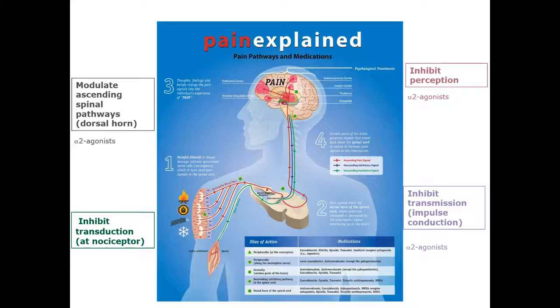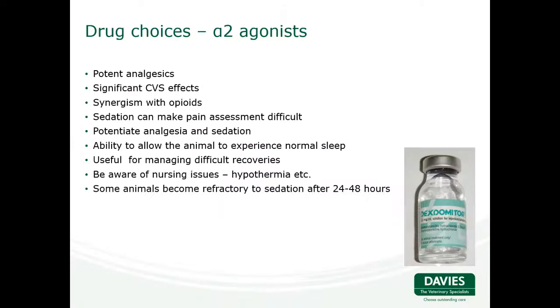And alpha-2 agonists, I guess finally, Haida will have talked about this in terms of pre-anesthetic medication. Alpha-2 agonists work at the level of the spinal cord, they work affecting impulse transmission, and they inhibit perception, as we know, because they're very potent sedatives. But they will synergize with the opioids really well, and they will provide sedation, but they can really potentiate the analgesia as well. So we tend to use very, very low doses as an adjunct analgesic.